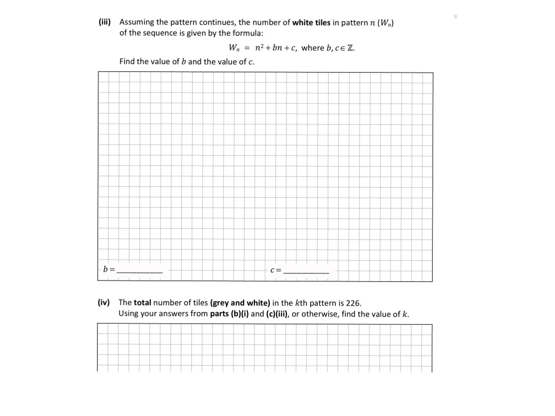Assuming the pattern continues, the number of white tiles in pattern n, Wn of the sequence is given by this formula, n squared plus bn plus c. Find the value of b and c. If we are ever asked to find two values, I would always, first of all, think simultaneous equations. Okay, if we're asked to find an x and a y, or in this case, a b and a c, we need to have two formulas so that we can start to cross out and work out. So we're told n squared plus bn plus c is the Wn.